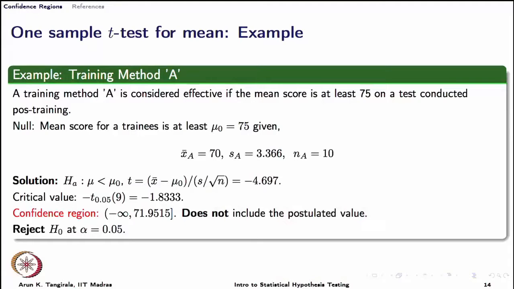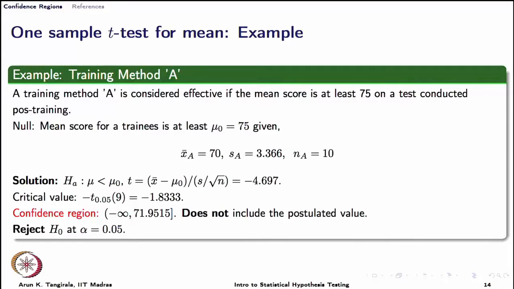And if the postulated value, let us say for the left tail test, is greater than the upper bound, then the null hypothesis is rejected. And for the upper tail test, if the postulated value is less than the lower bound, then the null hypothesis is rejected. That is all. So, let us understand this again through the same examples that we have seen earlier, where I had given confidence intervals and so on.